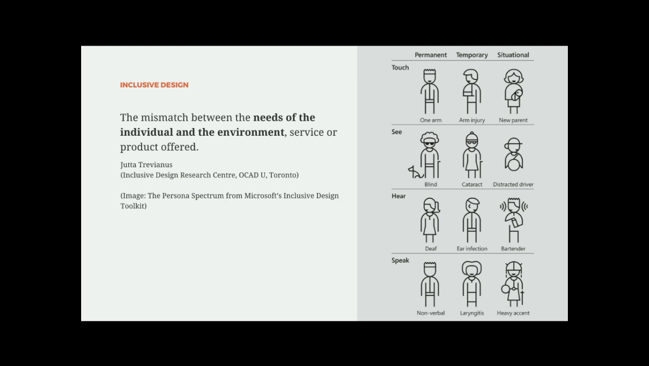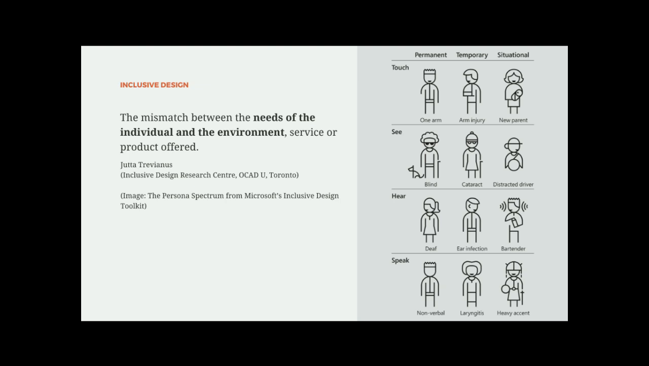So in Toronto, we have a really fantastic Center of Inclusive Design through OCAD University. It focuses on the idea that there is a mismatch between the needs of the individual and the environment or the service or product offered. So we encounter the idea of disability when there's a mismatch. And that's really important for us to understand because, as the graph on the side illustrates, that mismatch doesn't necessarily have to be how we understand or frame what disability and accessibility needs are.